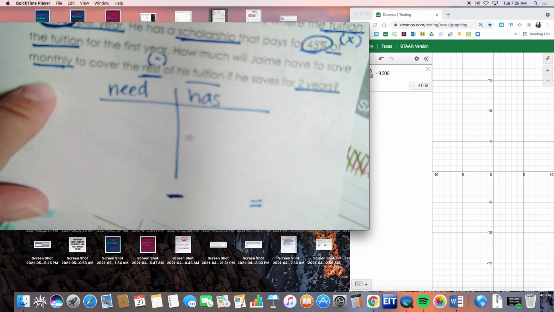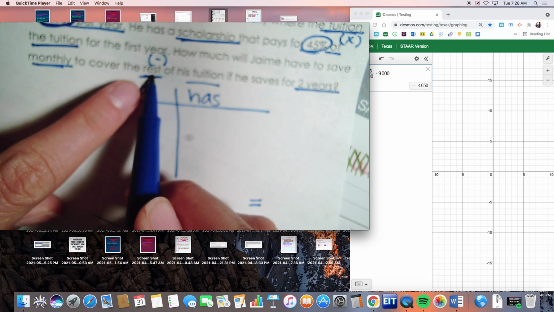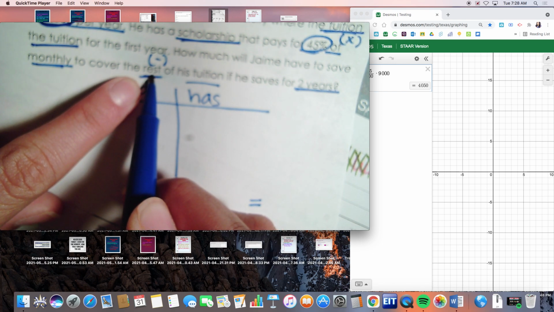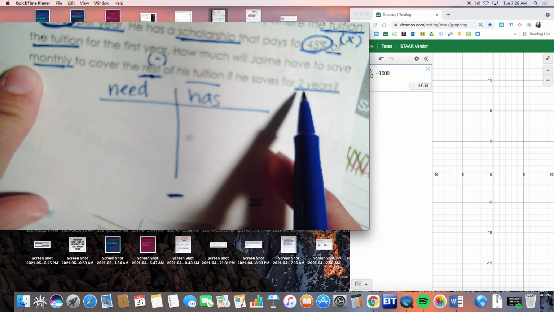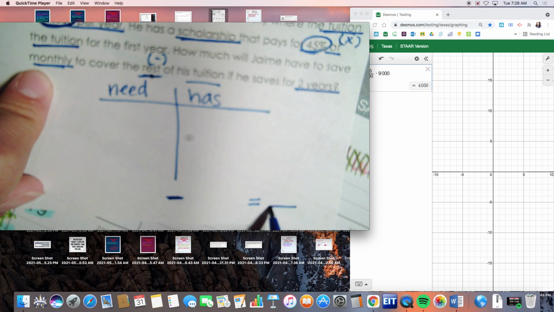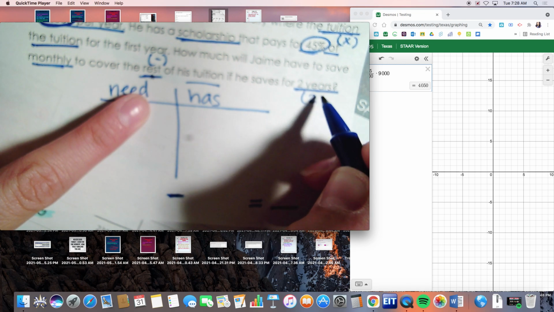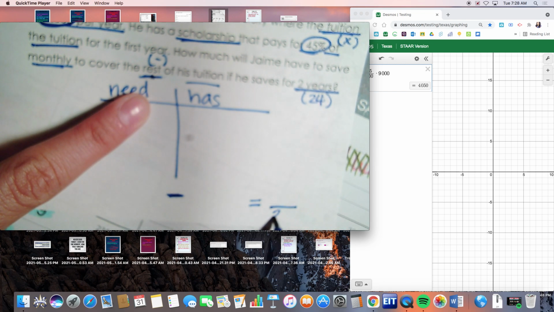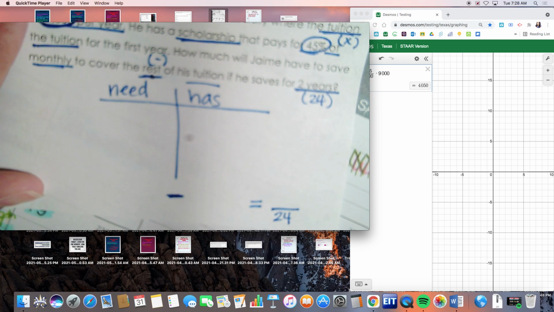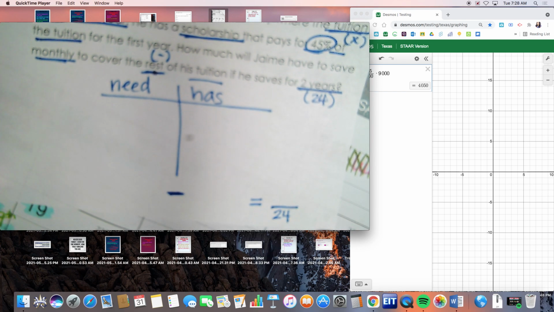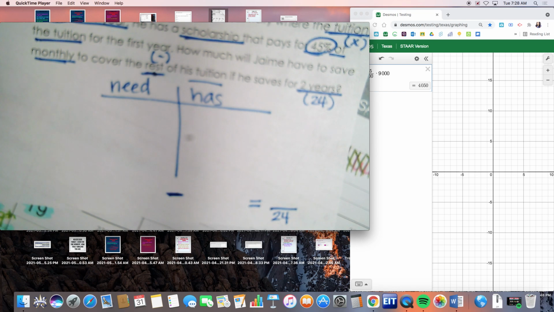However, in this case, and it's not going to be like this every single time, so you just need to make sure you're paying attention. We don't want to just know what the rest is. We want to know how much he has to save monthly for 2 years. So if you have 2 years to save for something, you need to divide by the actual months. So we need to figure out how many months 2 years is, which ends up being 24. So we know in this case, we're going to end up dividing by 24. Okay? So we're going to go ahead and fill in the chart.